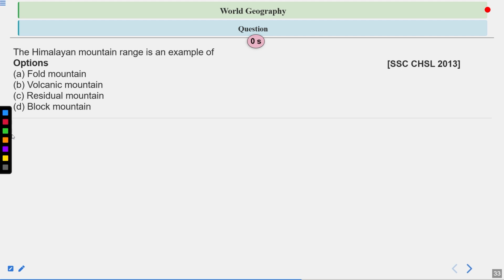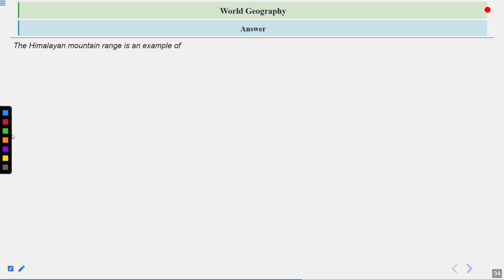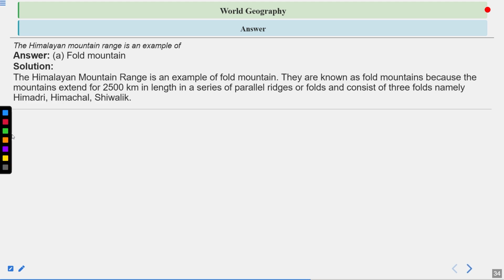So the correct answer is A option, fold mountain. The Himalayan mountain range is an example of fold mountain. They are known as fold mountains because the mountains extend for 2500 km in length in a series of parallel ridges or folds and consist of three folds, namely Himadri, Himachal, and Shivalik.